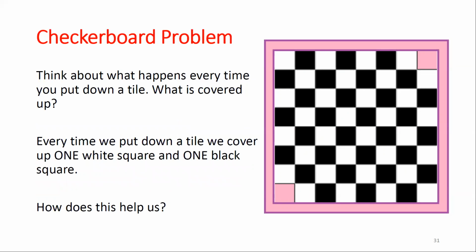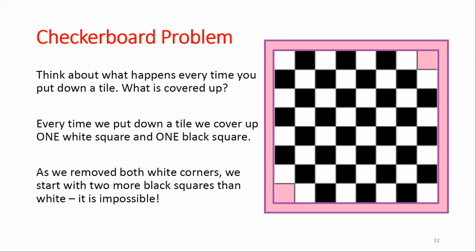So every time we put down a tile, we cover up one white and one black. How does this help? Well, we start off with two more white tiles than black tiles. And as we keep putting down the tiles, the excess of white tiles to black tiles is always going to be 2. So at the end of the day, we know it's impossible. And what's great about this is you don't have to investigate all the cases.